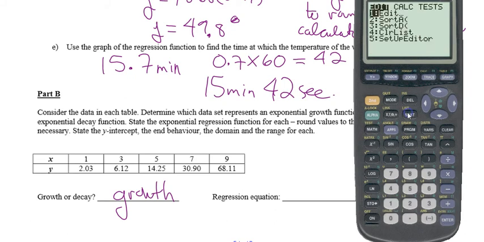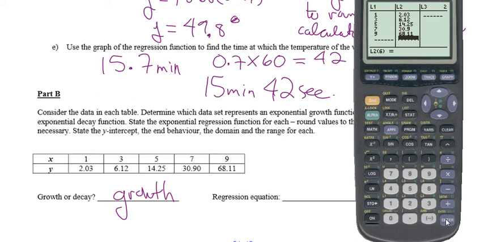Go to stat, edit, over to L1: 1, 3, 5, 7, 9. And then the numbers that go with it: 2.03, 6.12, 14 and a quarter, 30.9, and 68.11. Okay, and then double check. Everything right? Yeah, 1, 3, 5, 7, 9, 2.03, etc.